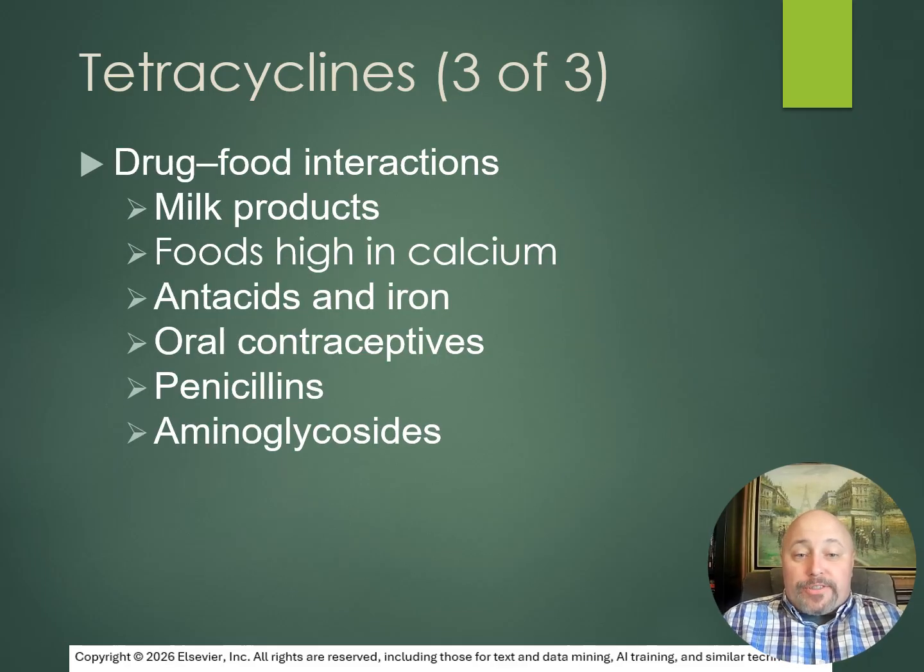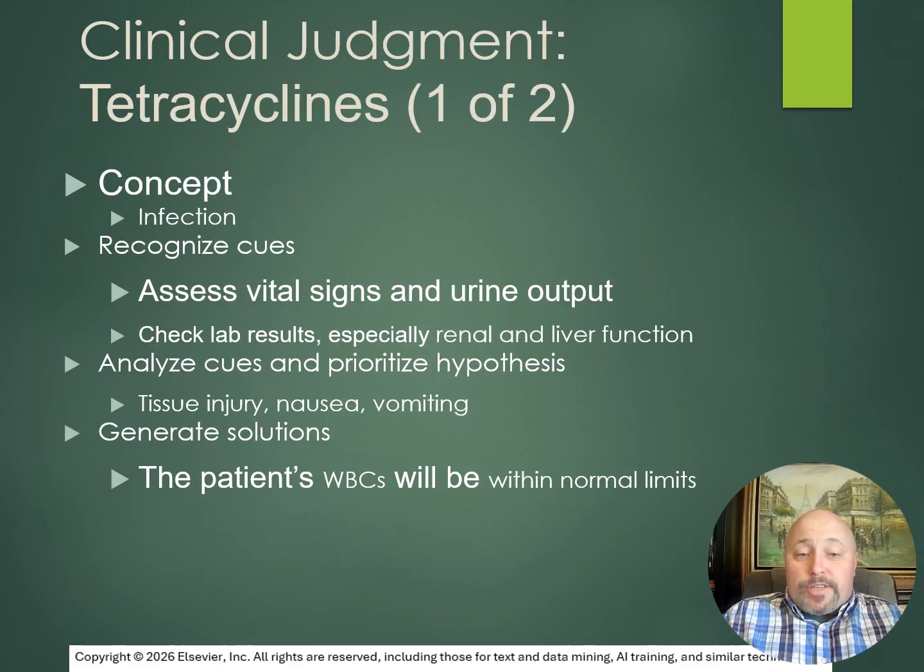Another danger of tetracyclines are drug food interactions, such as things like milk products, foods high in calcium, antacids, irons, oral contraceptives, penicillins, and aminoglycosides. When giving tetracyclines, we want to carefully assess both vital signs as well as urine output, and keep an eye on the lab results, especially in anything related to renal and liver function.